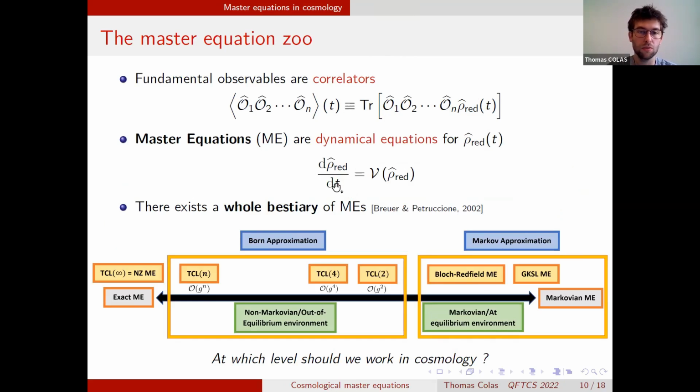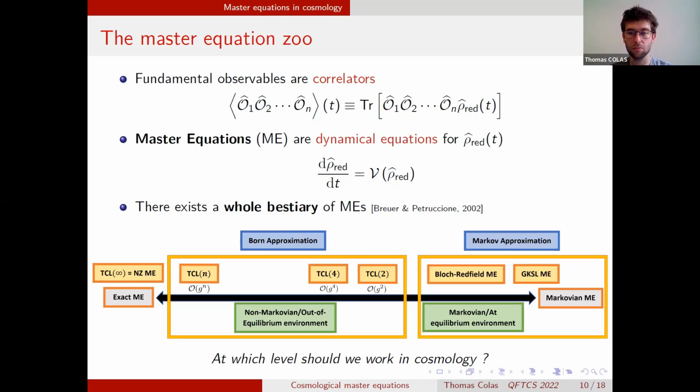Now, what I would like you to remember of this presentation is that there is no such thing as one master equation. It's more like a whole bestiary depending on the level of approximation you work at. For instance, there exists an exact master equation, which is just a recasting of the exact dynamics, focusing on the degrees of freedom of the system. The problem is that it is as difficult to solve as the full original problem, and it relies on a perfect understanding of what is the environment.